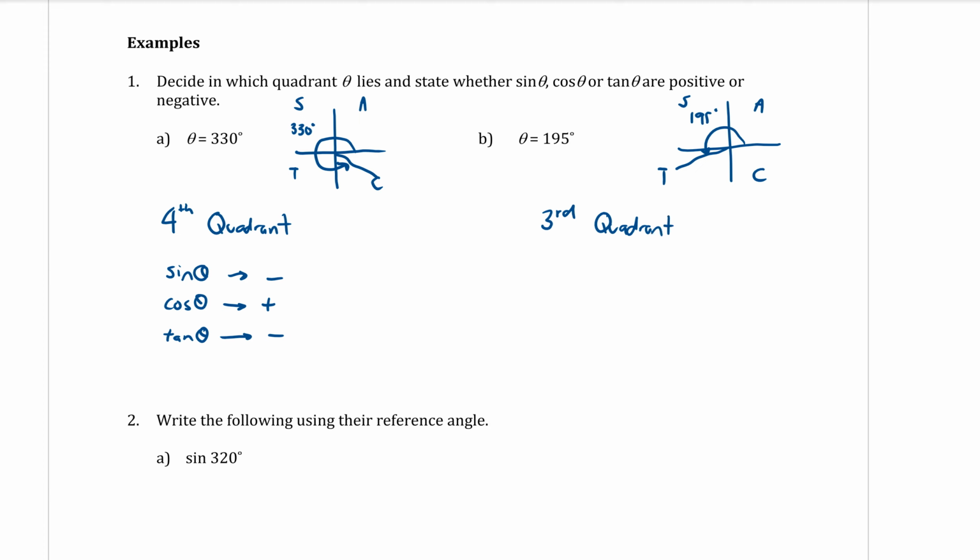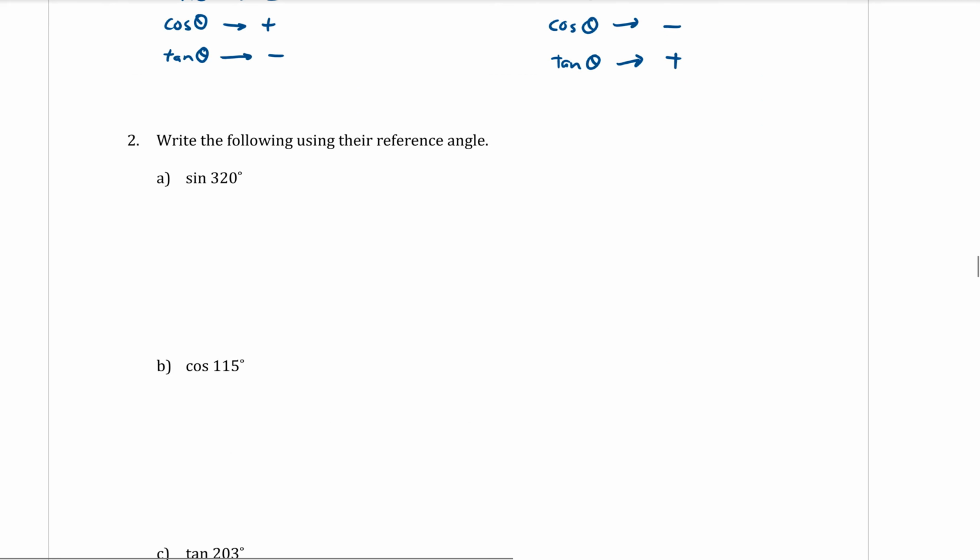And again, we need to know the sign, positive or negative, for sine, cos or tan. So we're in the tan quadrant, sine will be negative, cos will be negative, and tan will be positive, because only tan is positive in the tan quadrant. Okay, that was pretty good. Let's go to question 2.